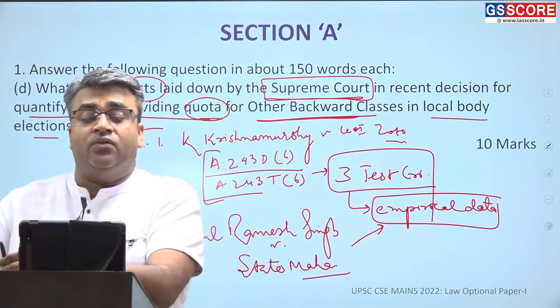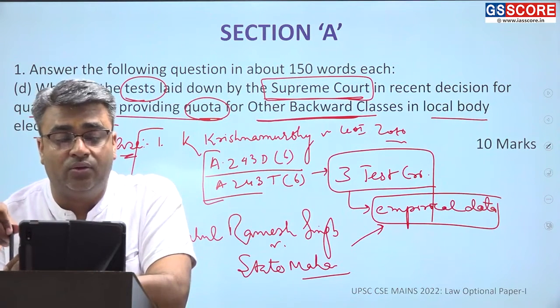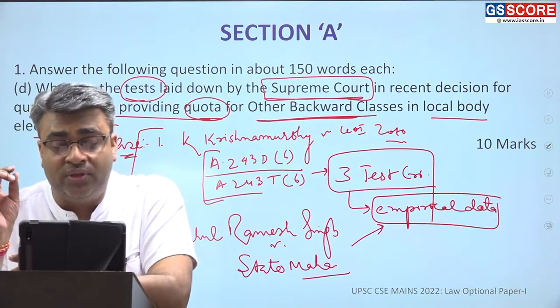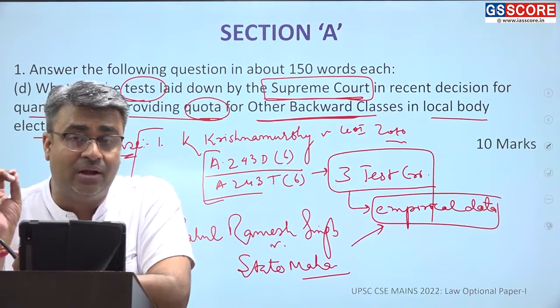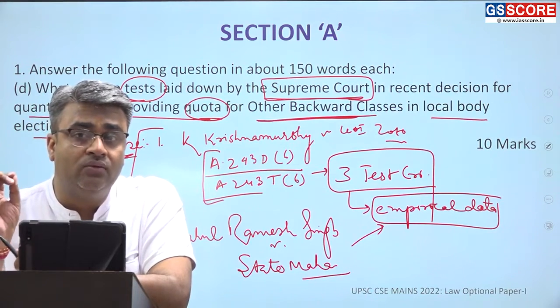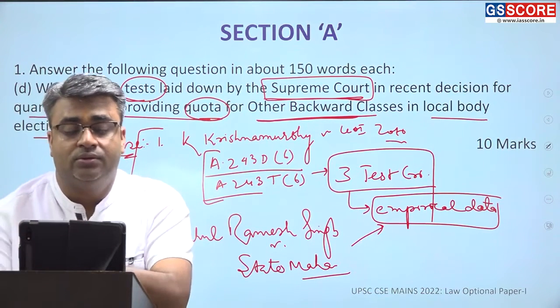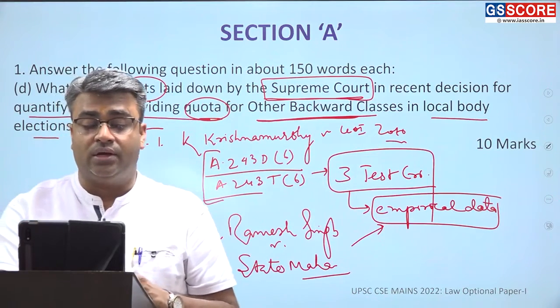Okay, even earlier the Supreme Court, by hearing a plea by the Maharashtra government, specifically mentioned that without the empirical data, without the quantifiable data, you cannot give reservation to the OBC in the local elections. So finally, what is the outcome? What should you mention in this case basically?